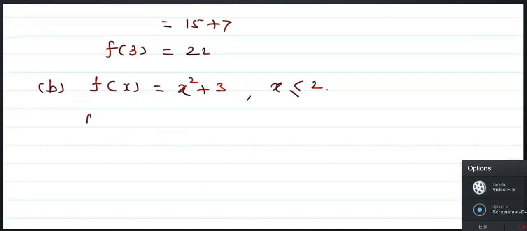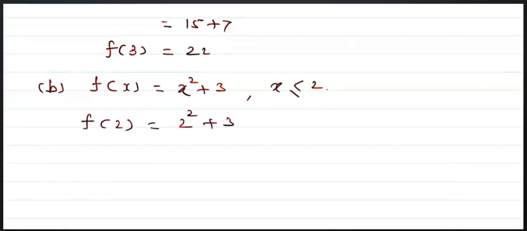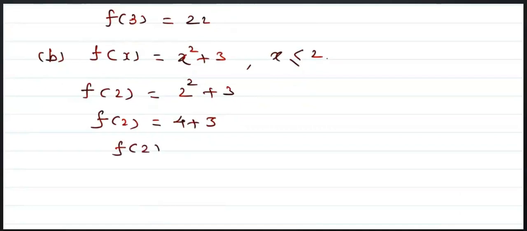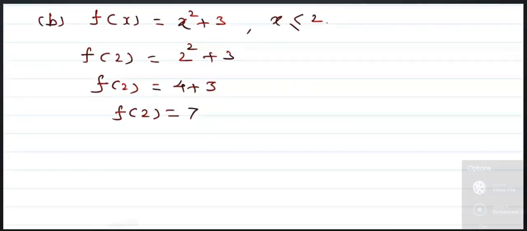f of x is equal to x square plus 3. Now in this case, the value of x is less than or equal to 2, and hence we take the first function, because we want to find out the value of f of 2. That is 2 square plus 3, that is 4 plus 3, and that is equal to 7.